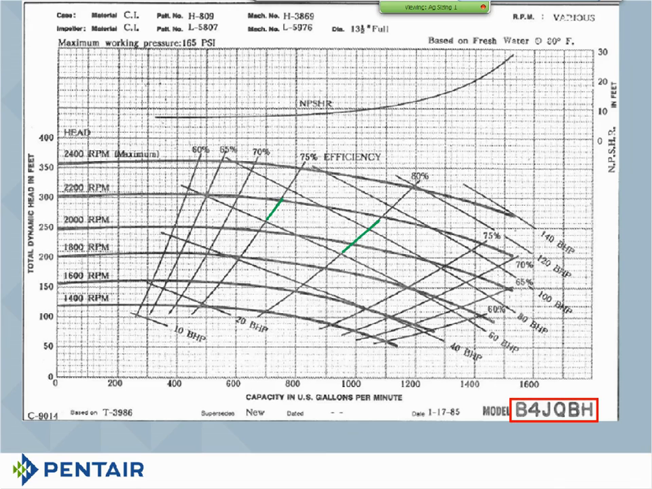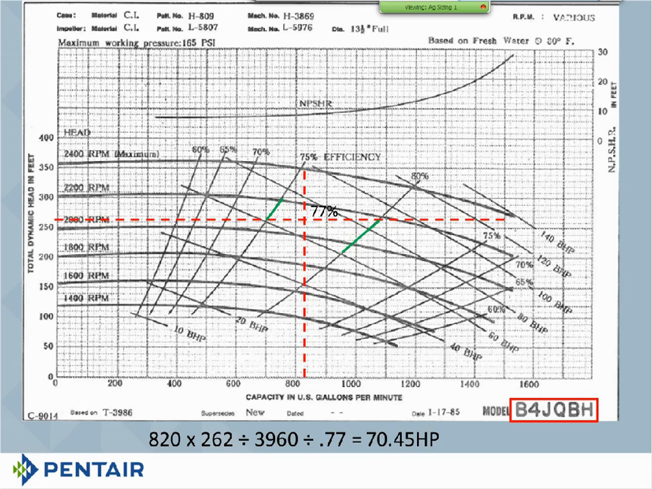Now, the other thing we're going to notice here is if we go to the diesel engine. So that was the close coupled motor drive. Now we're looking at our SAE diesel mounted pump. Once again it's 820 by 262. And you can see if we do a little interpolating there, we're about 75% or 77% efficient. So we run our formula here, 820 times 262 divided by 3960 divided by 0.77 equals 70.45 horsepower.